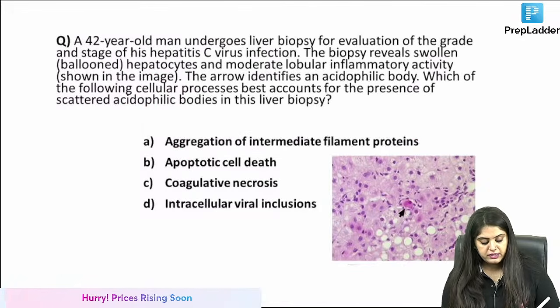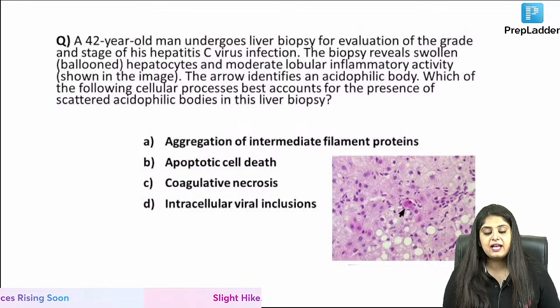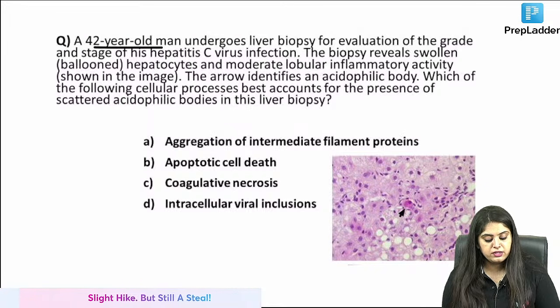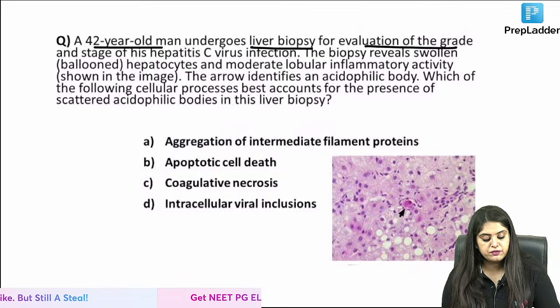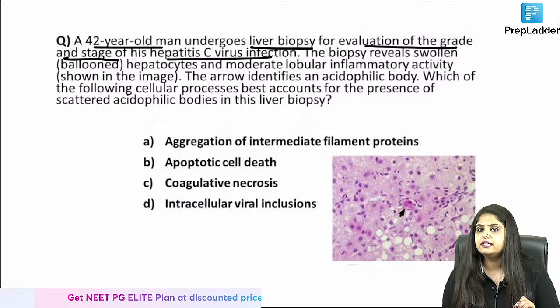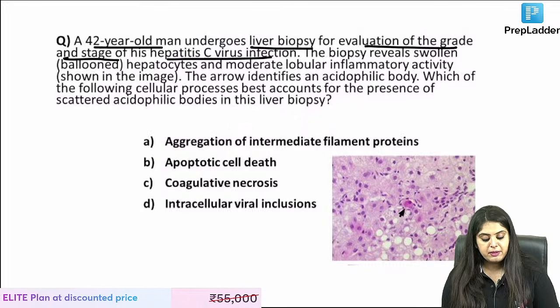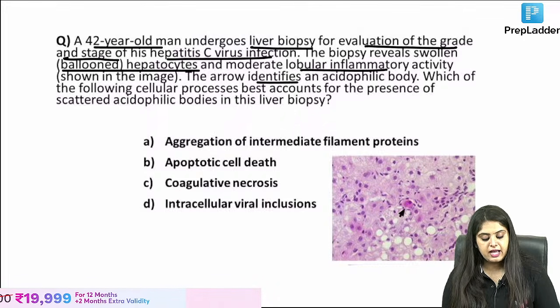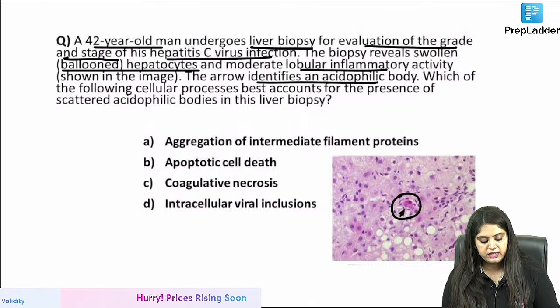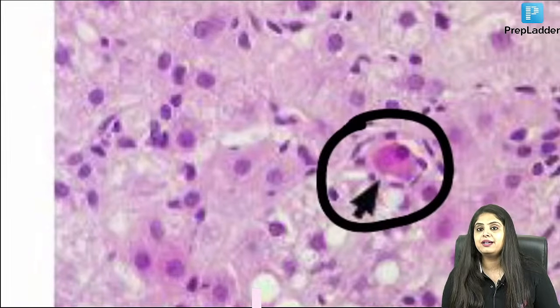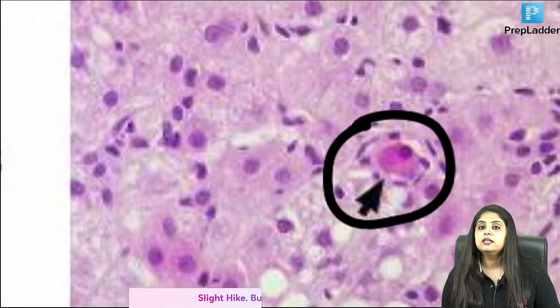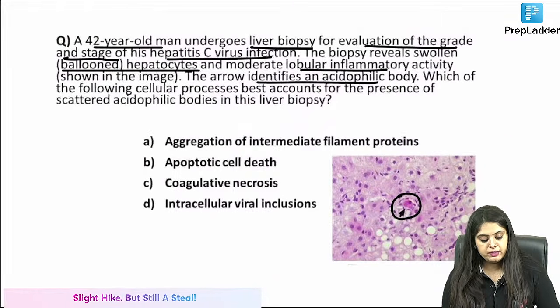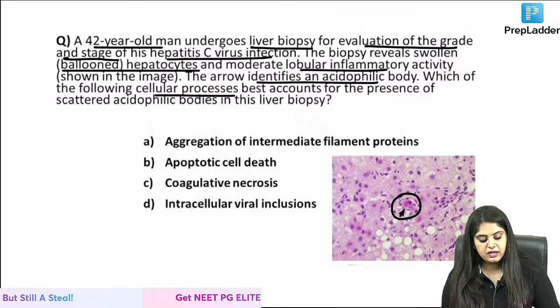Can we move forward to the next question over here? We have a 42-year-old man who undergoes liver biopsy for evaluation of the grade and stage of hepatitis C. The biopsy reveals ballooned hepatocytes and moderate inflammation. The arrow shows one acidophilic body. If you want, I can zoom into it. Acidophilic means pink color. So pink color body, which of the following processes best accounts for this?